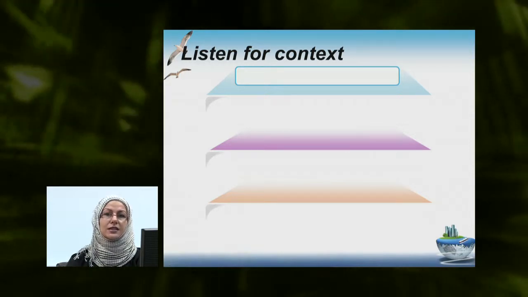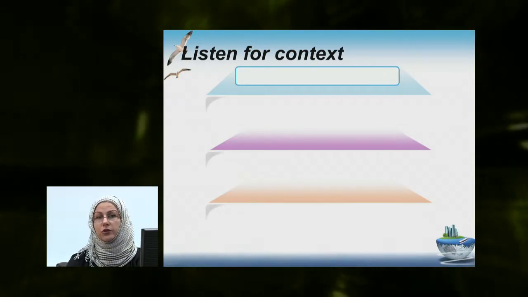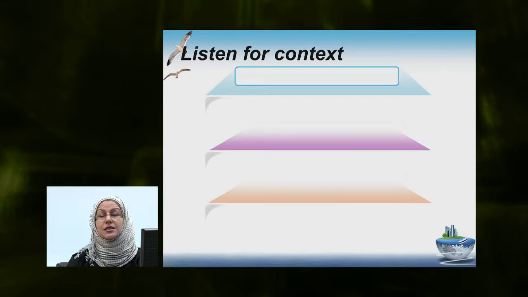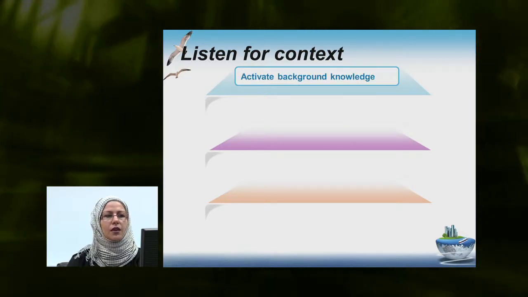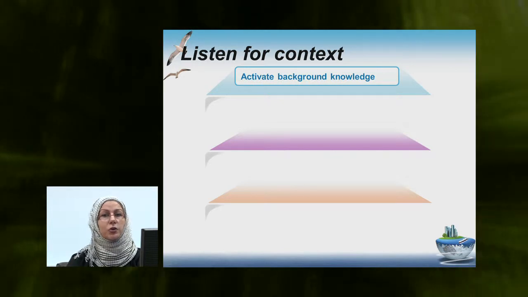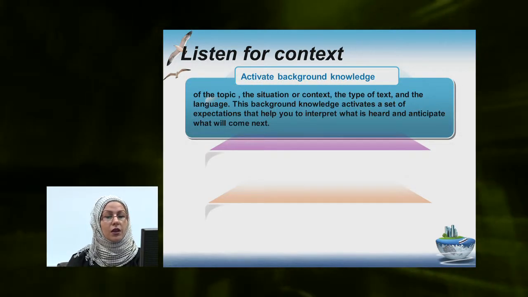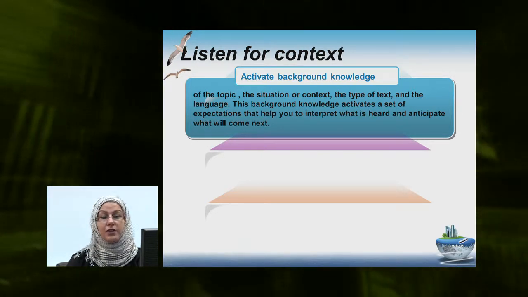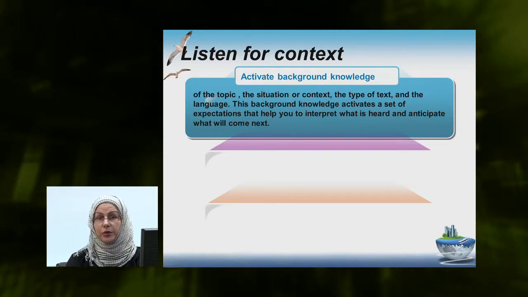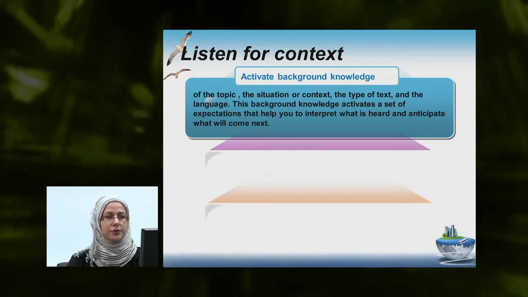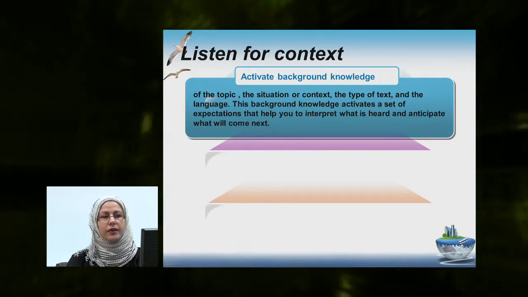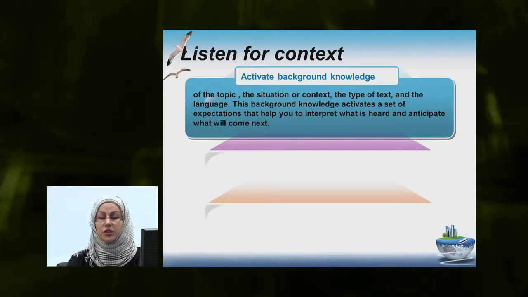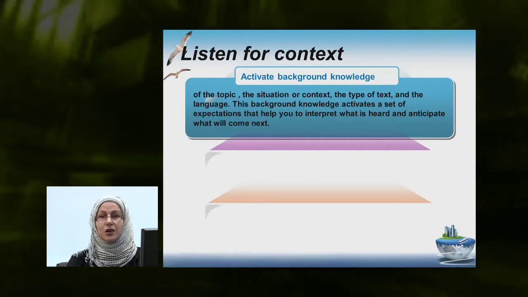Now, how can you listen and understand? You need to go through different strategies. First of all, you need to listen for context. To listen for context, you need to activate your background knowledge. Of what? You need to activate your background knowledge of the topic, of the situation or context, of the type of text you're listening to, and of the language. This background knowledge activates a set of expectations that would help you understand better and interpret what is heard, and therefore anticipate sometimes what will come next.